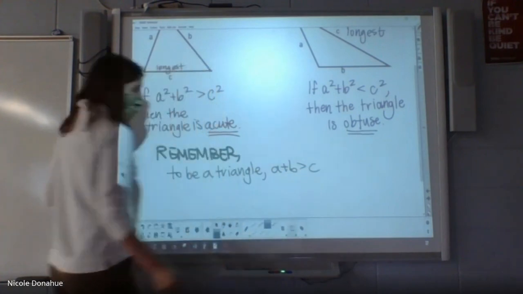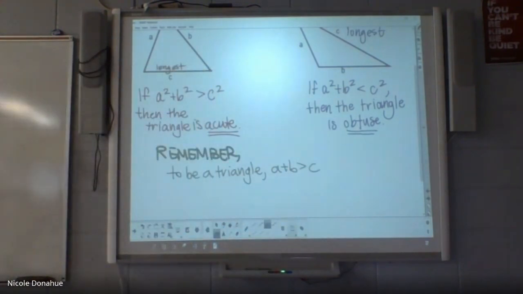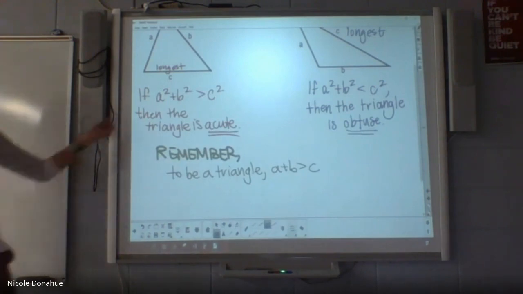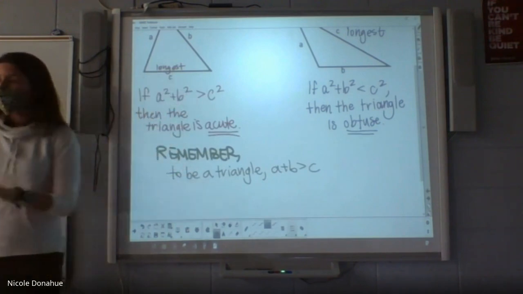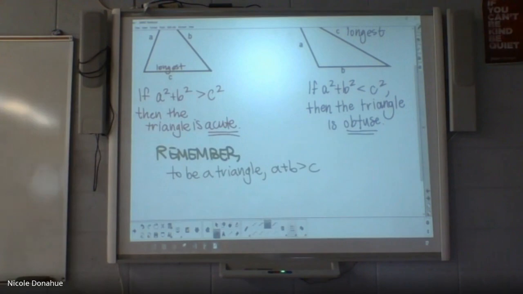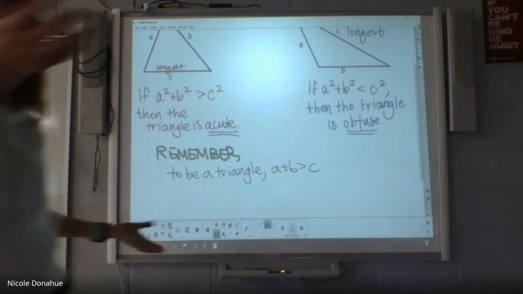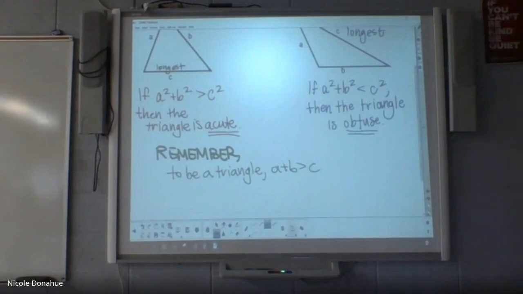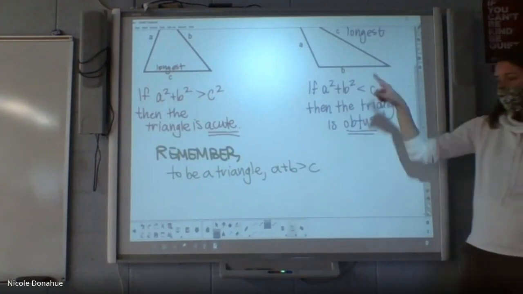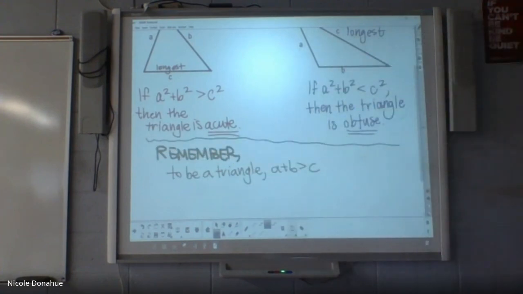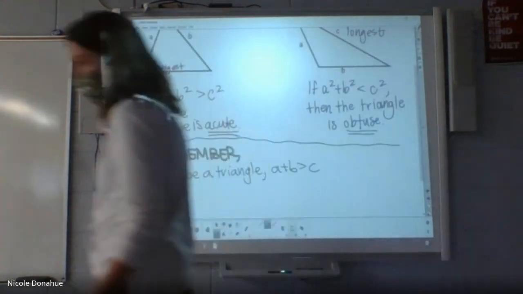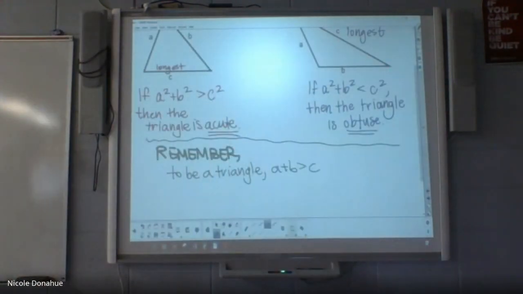So what I wanted you guys to do is don't get this confused with the triangle inequality. So this is squared. This is telling us if it's acute or obtuse or right. But remember, in order to be a triangle in general, the two shorter sides have to be bigger than the longest side, which is what Drake reminded us of a few minutes ago. So these all look very similar, but this is just determining if it's a triangle or not. So we have a couple examples on the bottom, determining if, first of all, it's a triangle, and then if it is, then is it right, acute, or obtuse?